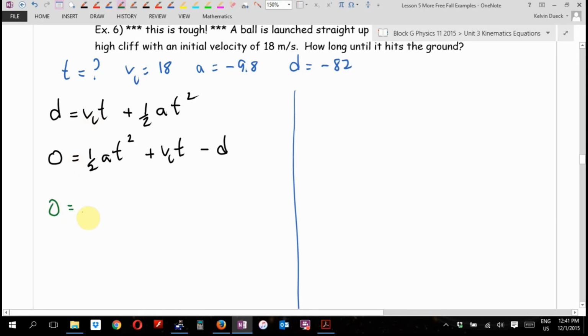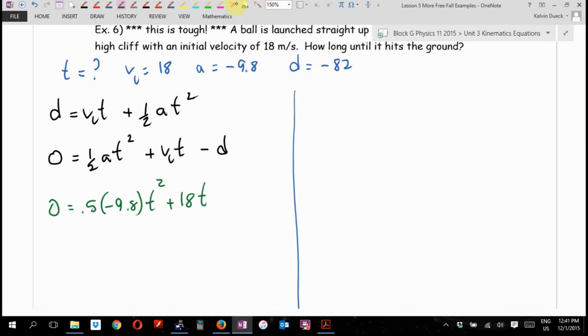0 equals 0.5 times negative 9.8 t squared plus 18t. Robbie, what's d? What would negative d be then? Yeah, that's why I had to jump on you to make sure you get the sign right. Okay. I can do one more thing. What is 0.5 times negative 9.8? It's going to be negative. What is 0.5 times negative 9.8? Crunch it quickly. Okay, good.